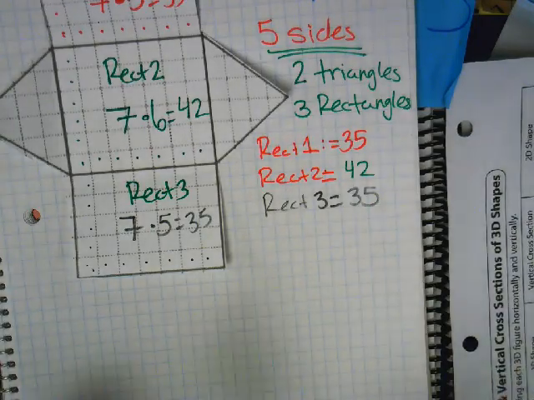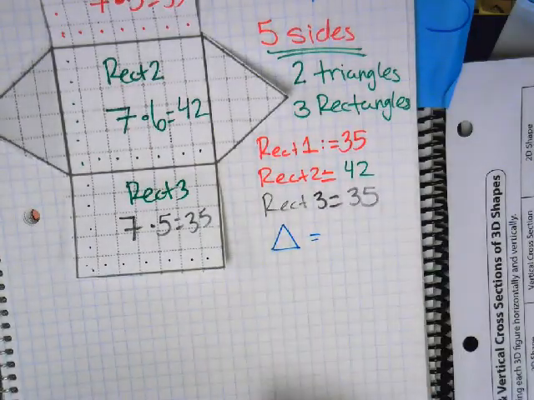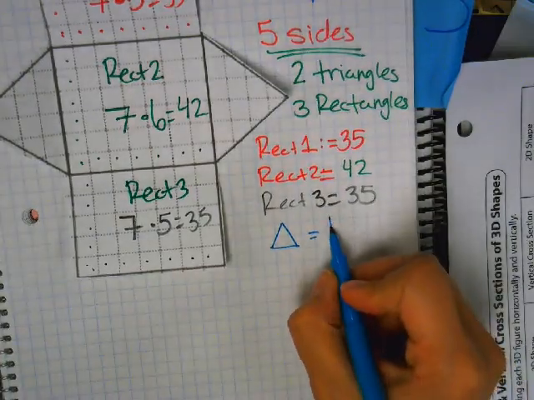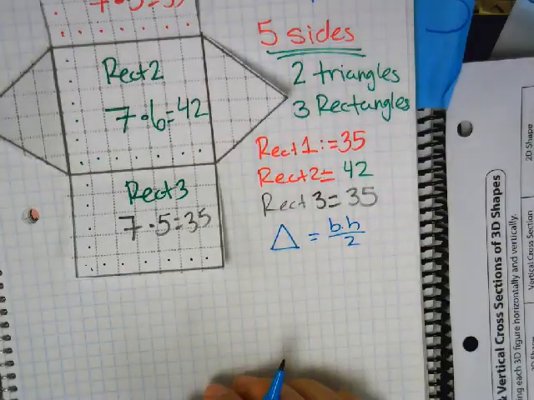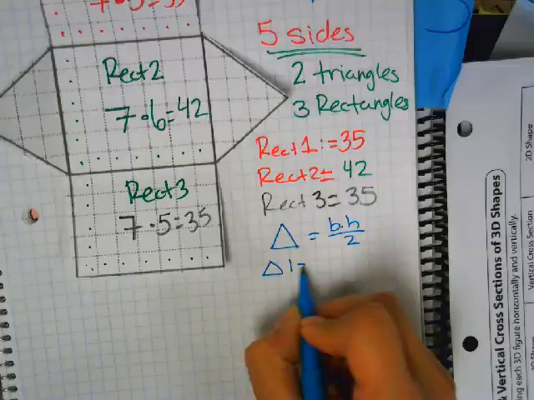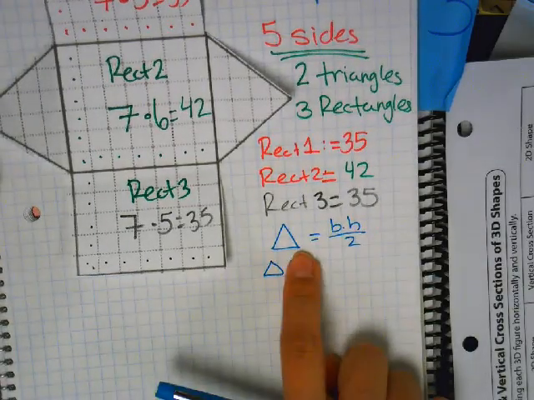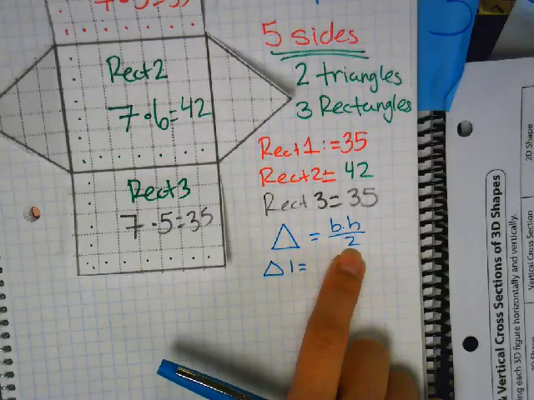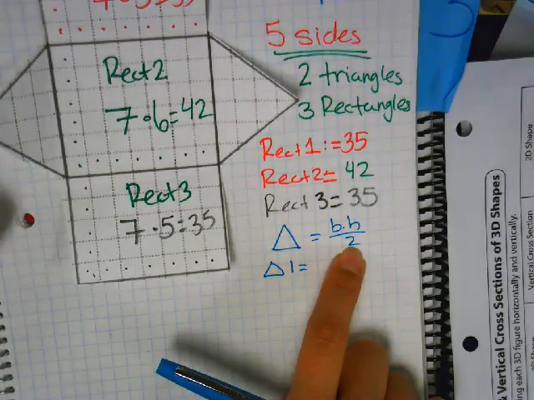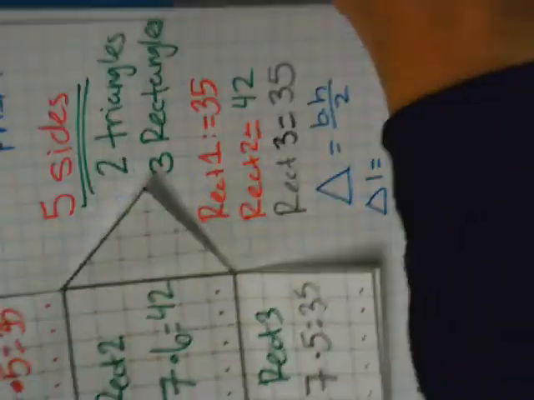All right, now let's look at the triangle. How do I find the area of a triangle? Base times height divided by 2. Very good, Andrew. Good job. So, triangle 1. Triangles are equal to base times height divided by 2, which you learned since elementary school. I'm going to turn my notebook slightly. So let's talk about this triangle here.